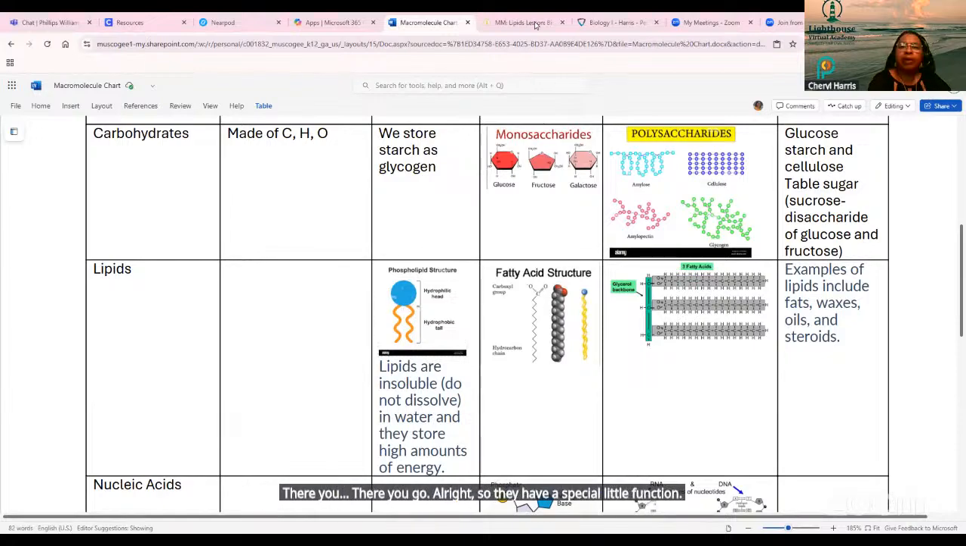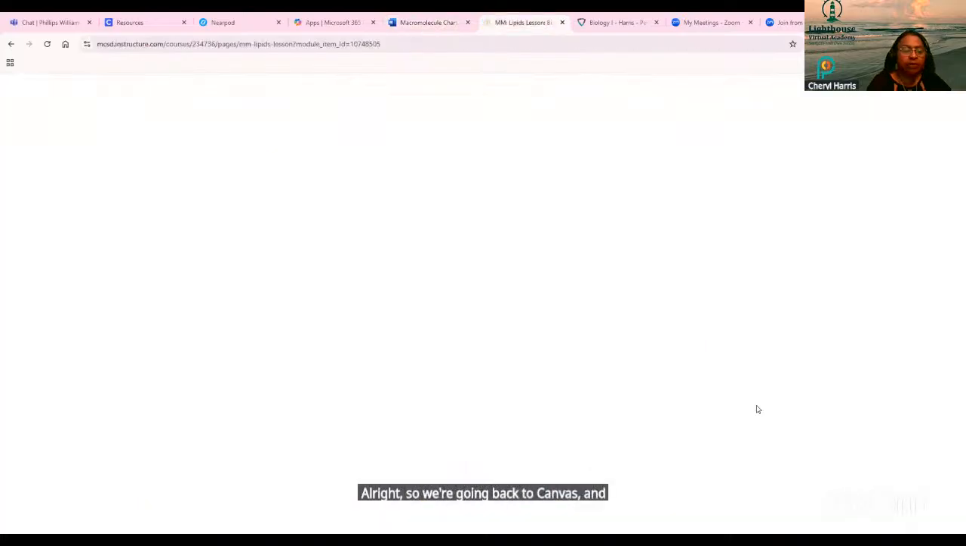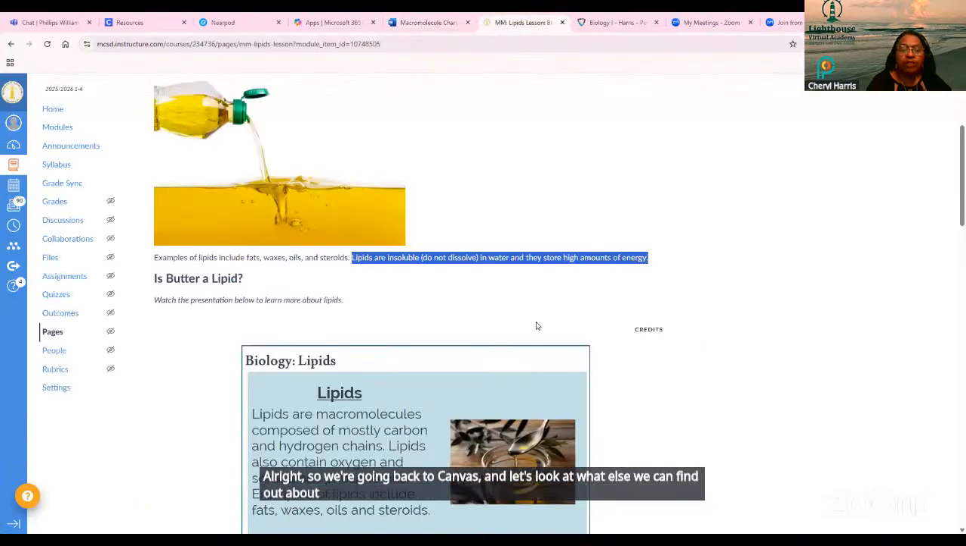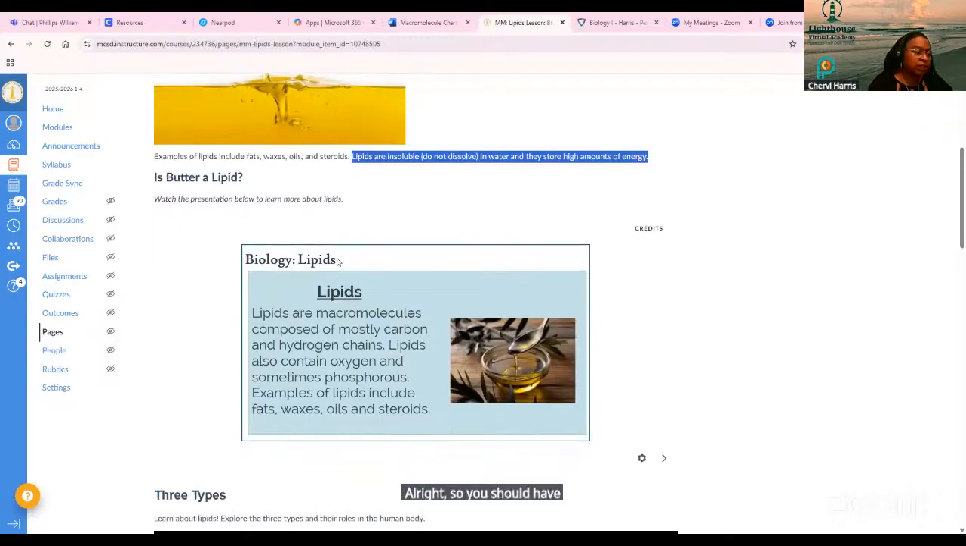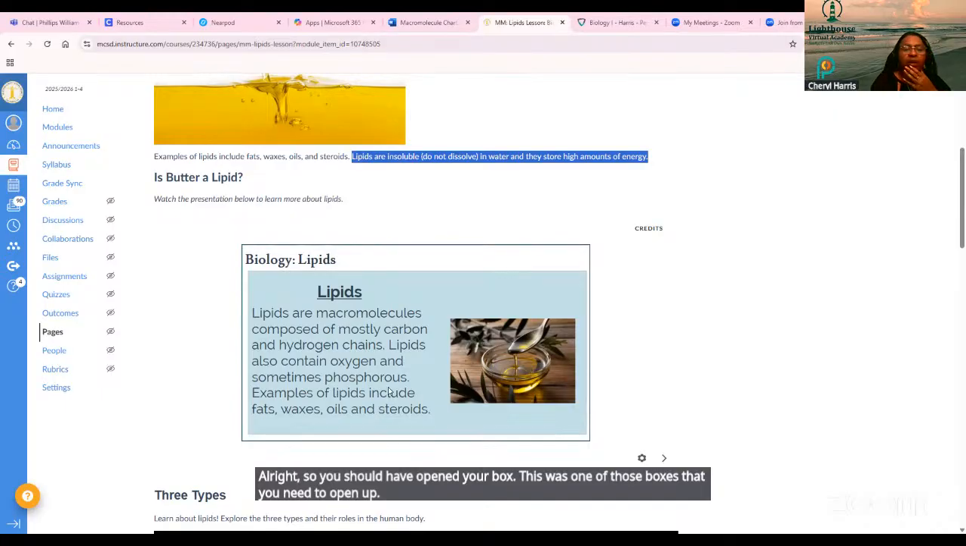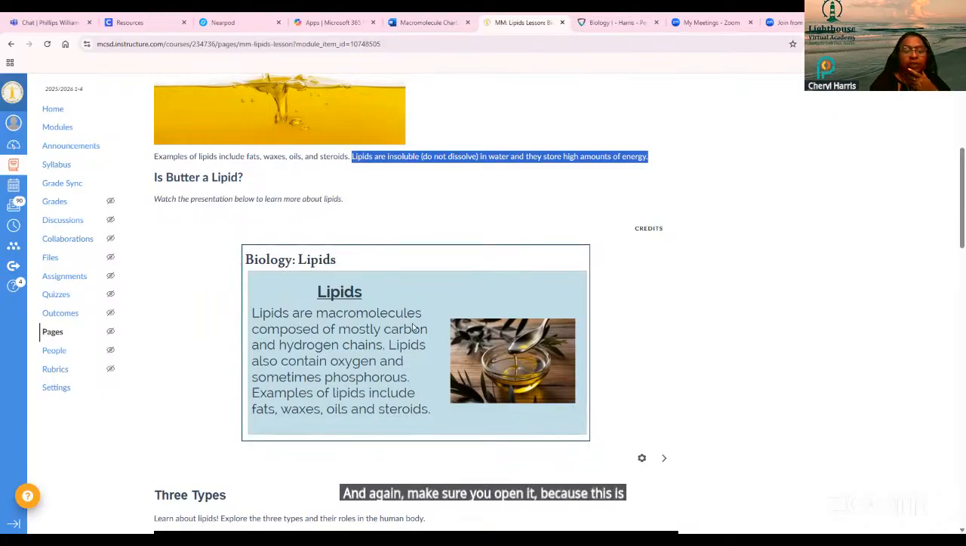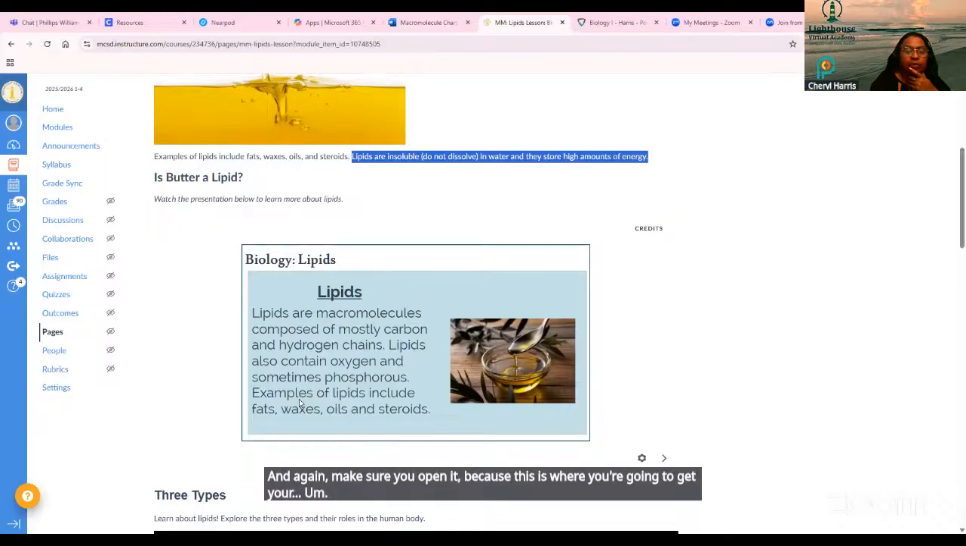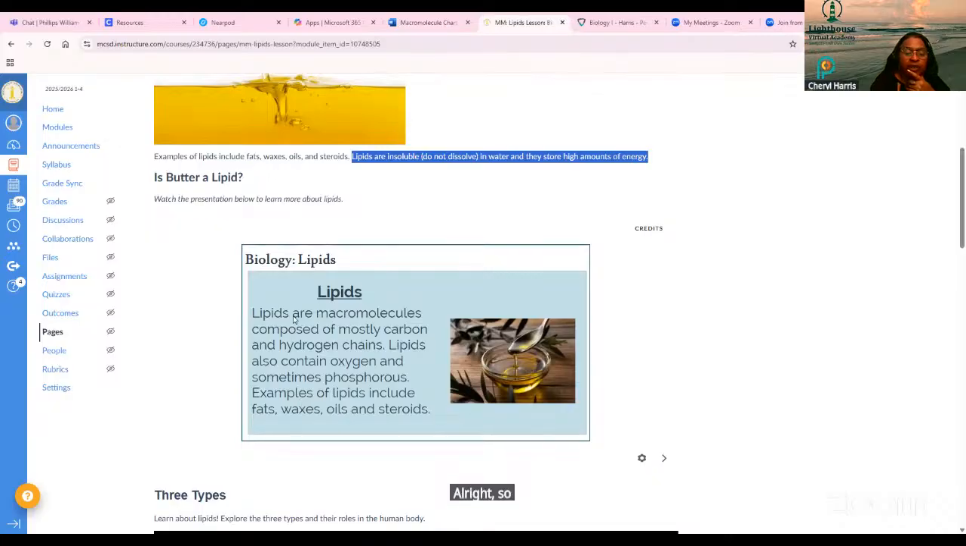So they have a special little function. We'll go back to Canvas and look at what else we can find out about lipids. You should have opened your box. This was one of those boxes that you need to open up, and make sure you open it because this is where you're going to get your stuff.